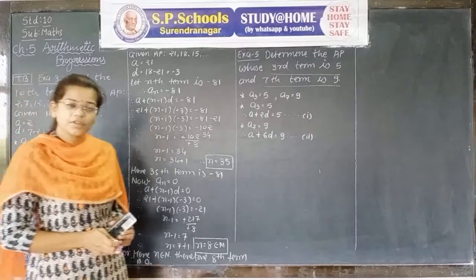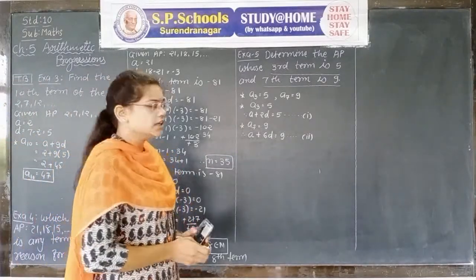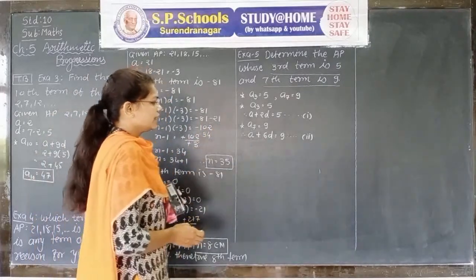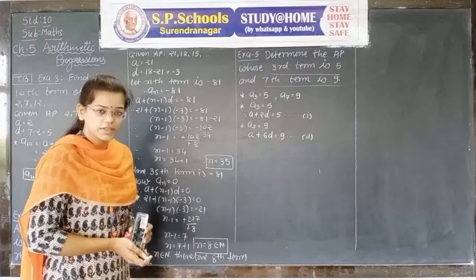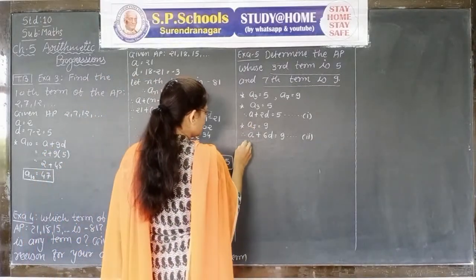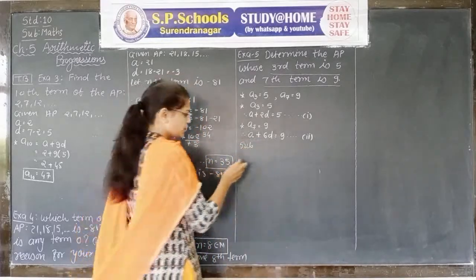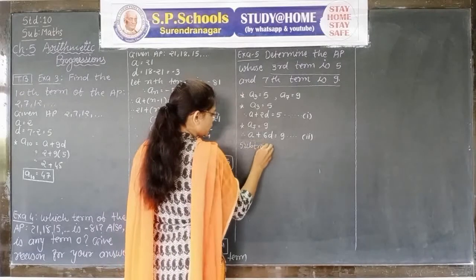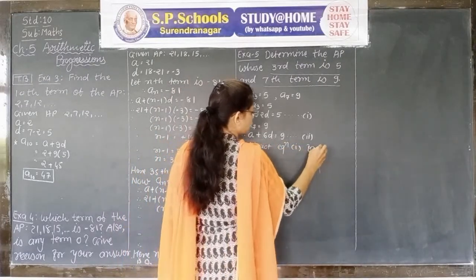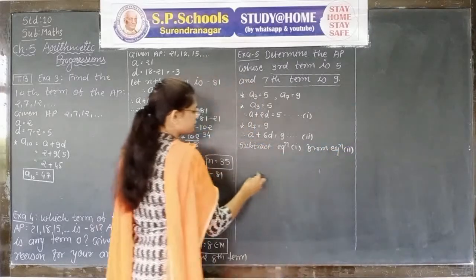Determine the AP means first of all we need to find the first term a and the common difference d. The situation is given here. We are obtaining here the two equations. We are solving these equations using the elimination method. a in both is equal, so we subtract both the equations. You know very well what our elimination method is. Subtract equation 1 from equation 2.